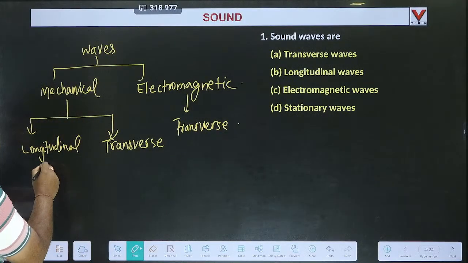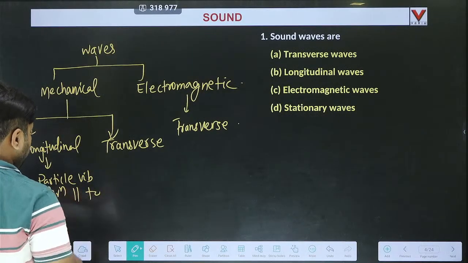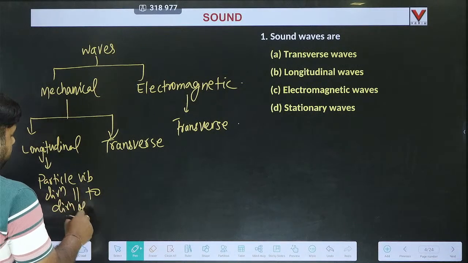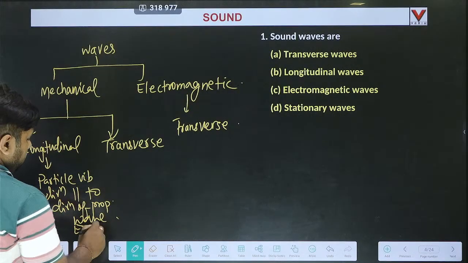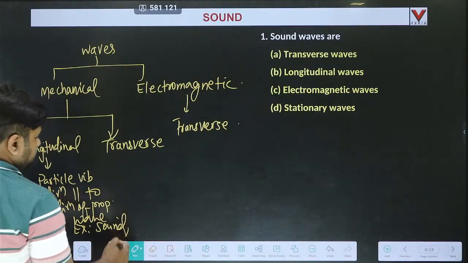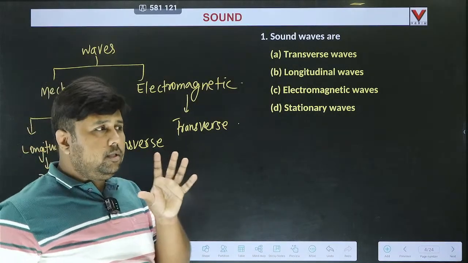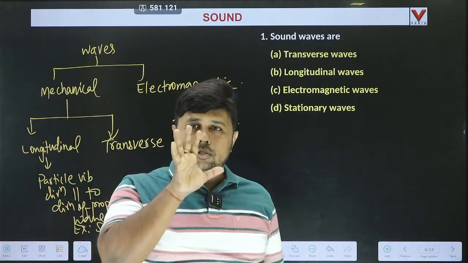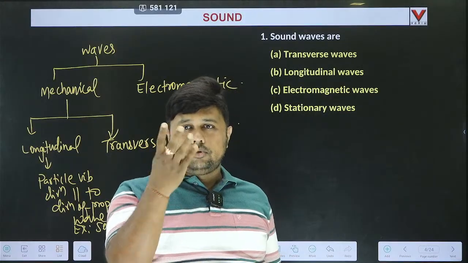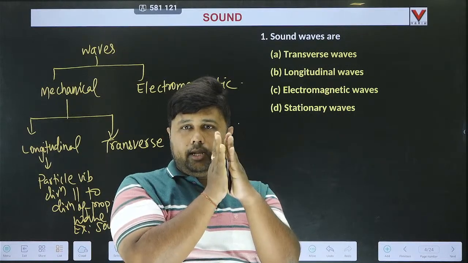In a longitudinal wave, the direction of particle vibration is parallel to the direction of propagation of the wave. Examples are sound waves, or the waves created in a spring. In longitudinal waves, particles move in the form of compression and rarefaction. Whatever sound energy is produced pushes the adjacent air molecules, which compress. This is compression.